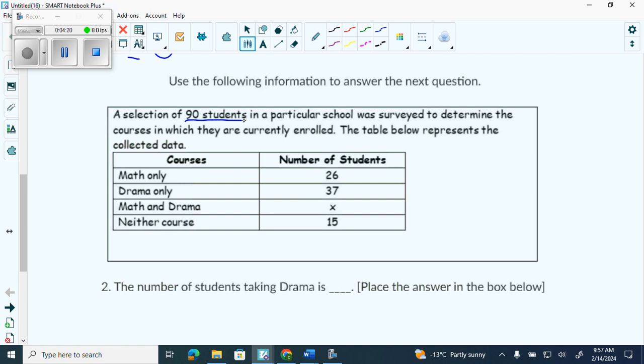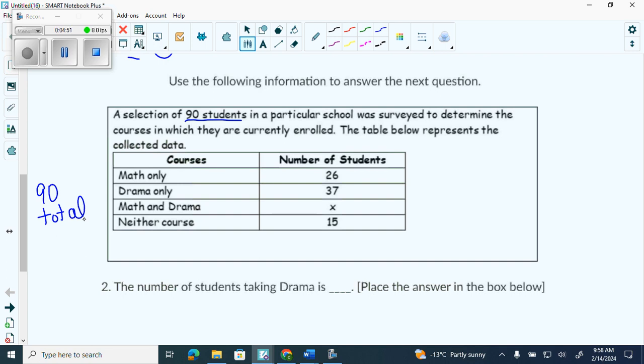So it says a selection of 90 students. So we know we have 90 total, and I'm going to write it here to help myself out. In a particular school was surveyed to determine the courses in which they are currently enrolled. The table below represents the data. So 26 took math only, 37 took drama only. Only means it goes in a Venn diagram spot, right? You can put it in at any point in time. If it has the word only behind it, it can go in a Venn diagram spot at any point in time because it's only in that one area, right?